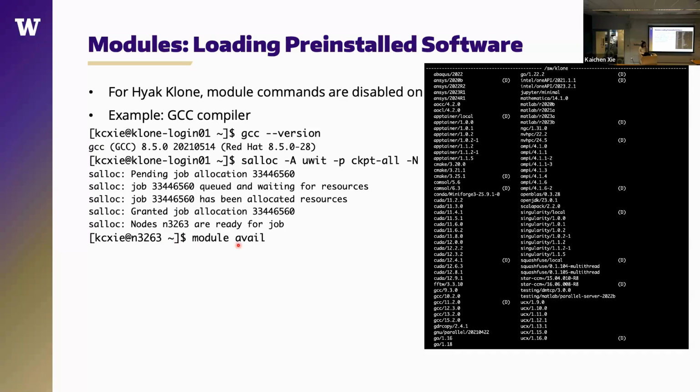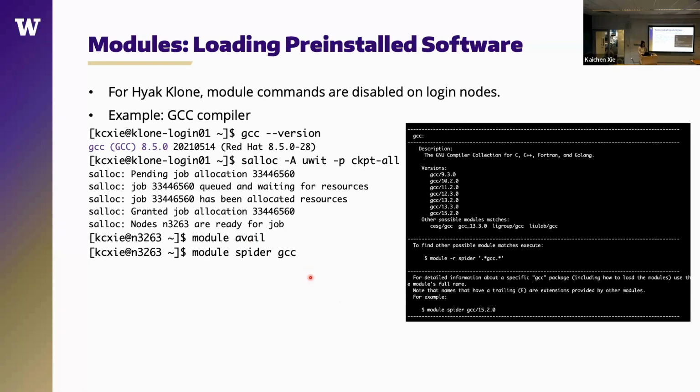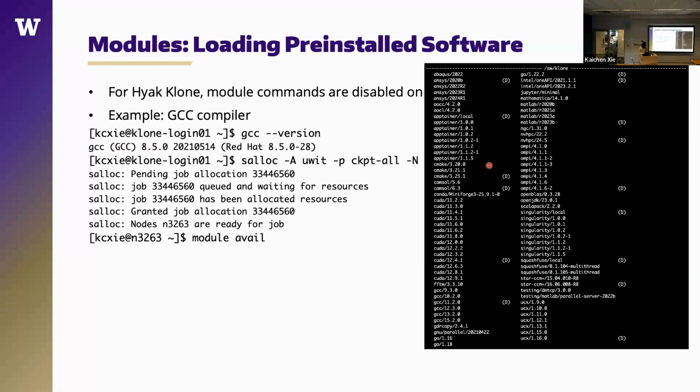And then you can run module avail. It will list all modules visible in your current environment after starting an interactive session. So please be aware that module avail only works well with a flat module system. If you have a hierarchy structure, then it won't show you all the installed modules. It will only show you the modules that can be loaded directly. And you can see that there are a lot of modules on Klone.